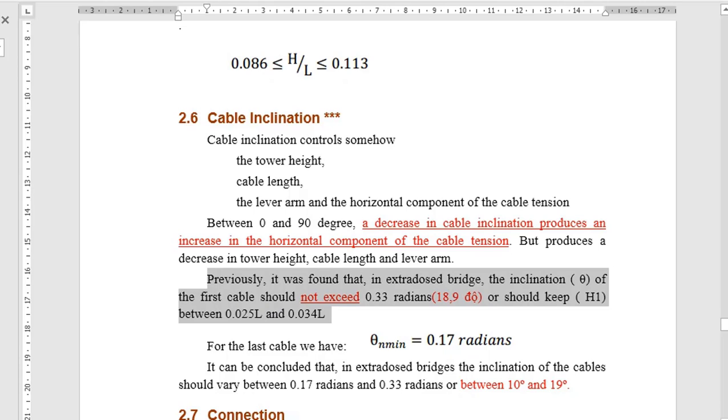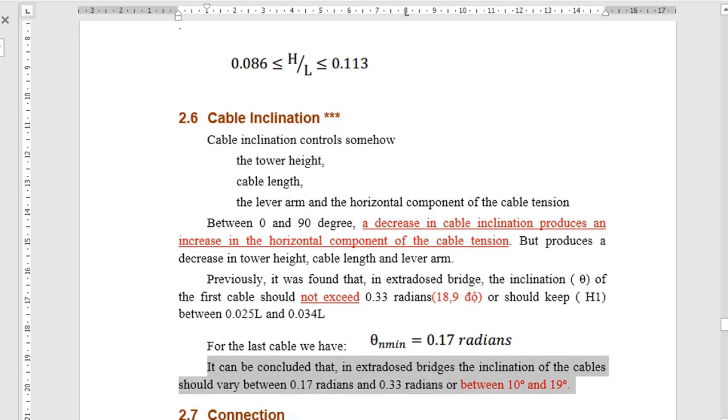Previously, it was found that, in extradosed bridge, the inclination of the first cable should not exceed 0.33 radians or should keep H1 between 0.025 L and 0.034 L. It can be concluded that, in extradosed bridges the inclination of the cable should vary between 0.17 radians and 0.33 radians.